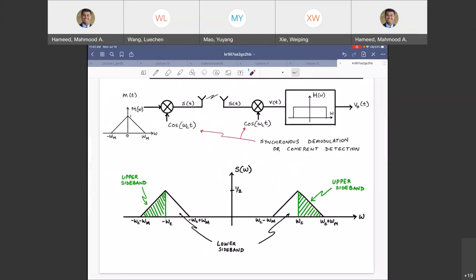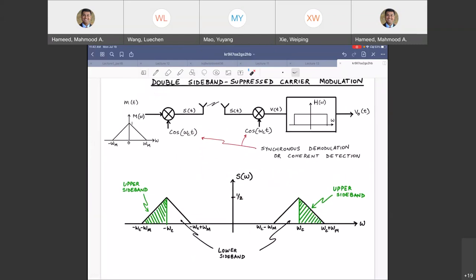Double sideband is not efficient in terms of how effectively it is able to use the bandwidth. I paid for all of this, 2 omega m, but I'm really using only this to increase my data rate. So the efficiency is not that great, right? What could I do? I could do single sideband suppressed carrier, or single sideband. So what is single sideband?